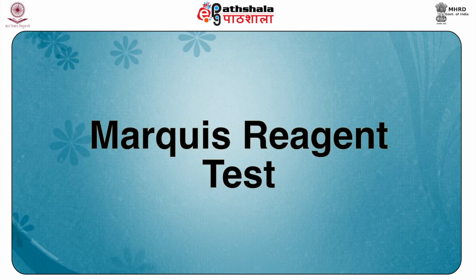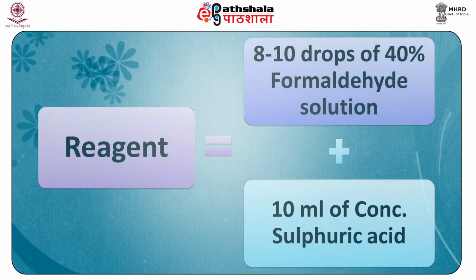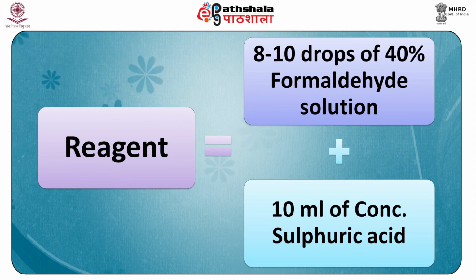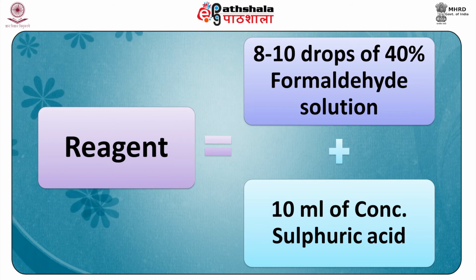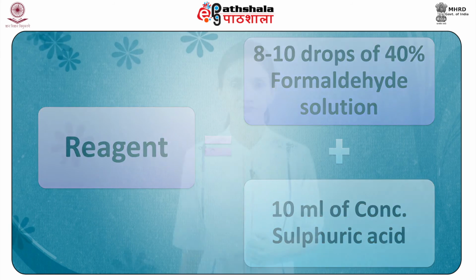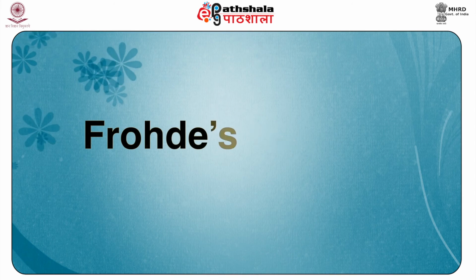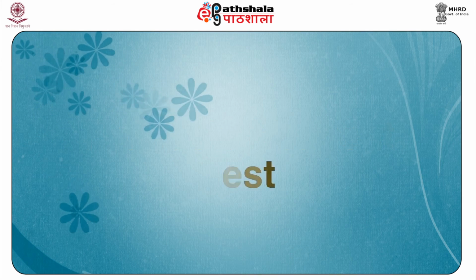Next is the Marquis reagent test. Preparation of reagent: 8 to 10 drops of 40% formaldehyde solution is added to 10 ml of concentrated sulfuric acid. Result: appearance of orange color indicates the presence of psilocybin, while appearance of green-brown color indicates the presence of psilocin. Next is Frohde's reagent test.